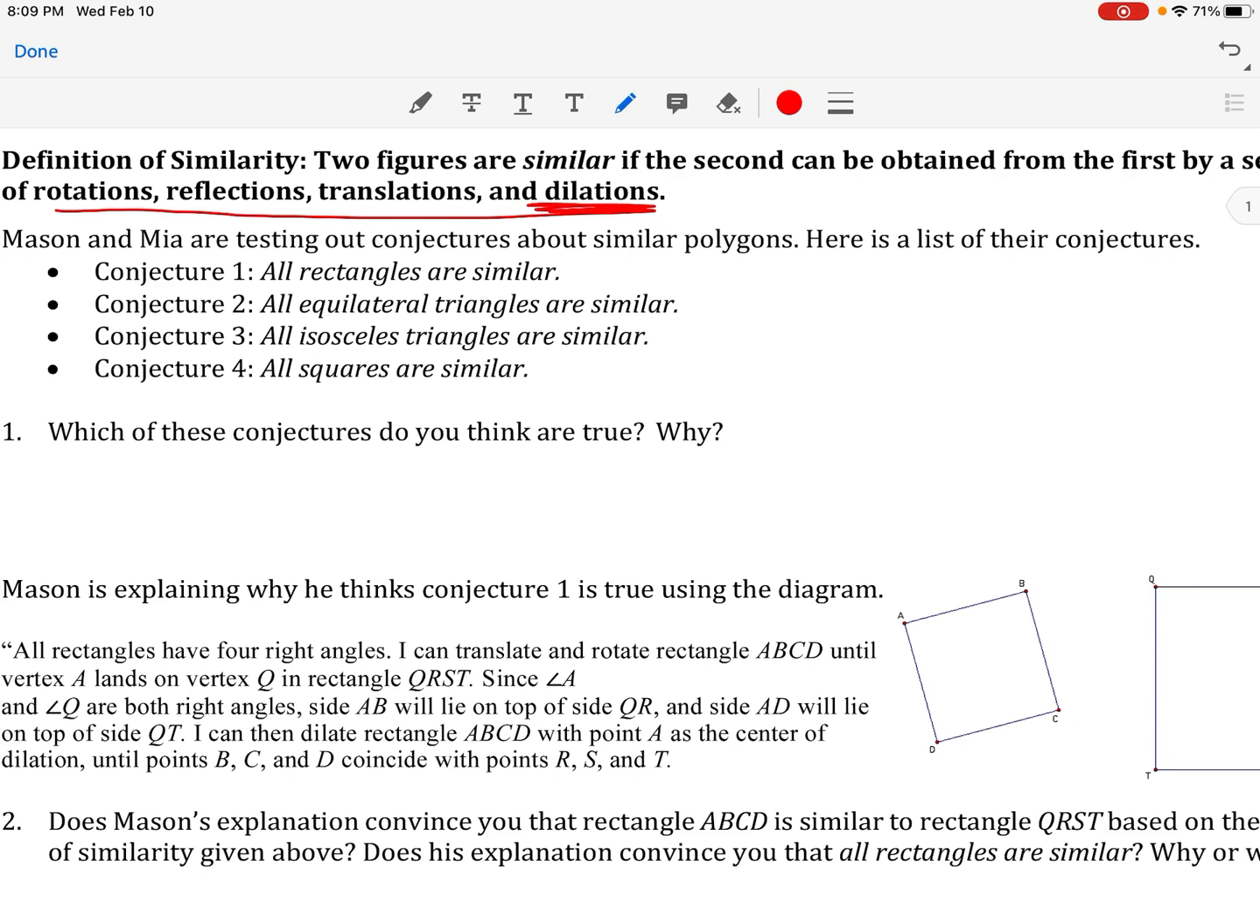So we have a couple conjectures, which I want you to pause the video after we've talked about them and see if you can think about which ones you think are true. Conjecture number one is saying that all rectangles are similar. Remember, we can rotate it, reflect it, translate it, and dilate it. Remember, with dilations, we're multiplying everything by the same number. All the sides get multiplied by the same number. Conjecture 2, all equilateral triangles are similar. Isosceles triangles are similar, and all squares are similar. So go ahead and pause, think about which ones you think are true. And I want you to actually mark them so that later when we come back to them, we're going to talk about each of them and figure out which ones are true, which ones are not.